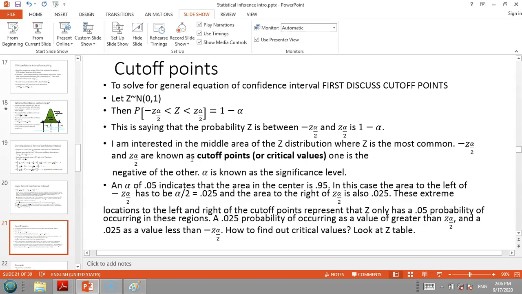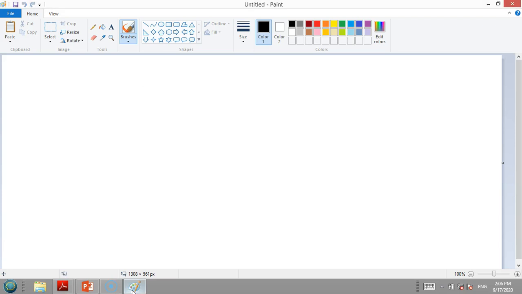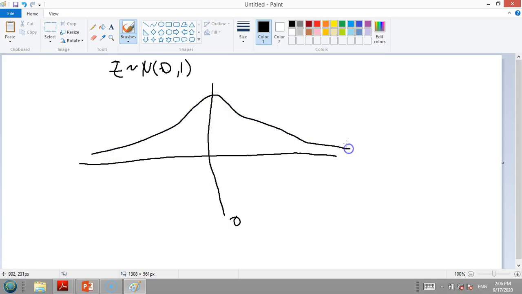So now, how do I compute this confidence interval? The first place is to start with the z distribution. It's going to look like this. Watch, I'll show you. Okay, this is z, and this is a normal 0, 1. This is 0 like this. And I want to show you what the cutoff points are so you don't get lost. The cutoff points say the following. This is negative z alpha over 2. This here is z alpha over 2, like this.